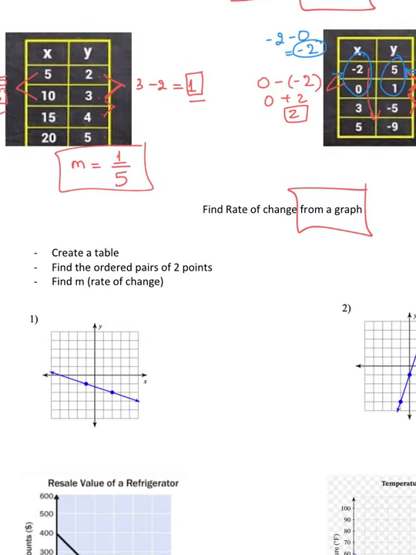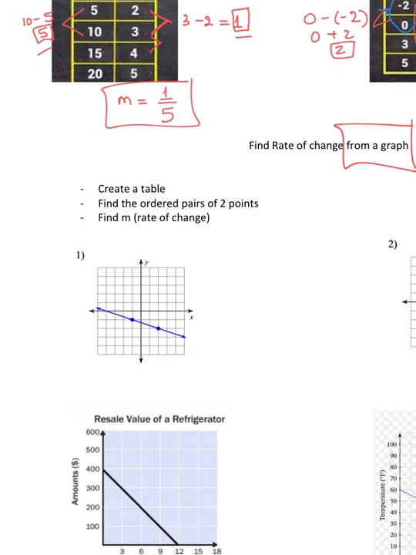Now, if I have a graph, my first step is to make a table. The second step is to choose the ordered pairs from the 2 points that are given. If they don't give 2 points, you're going to have to read the graph and choose 2 points. And then find the rate of change, which is change in y over change in x.